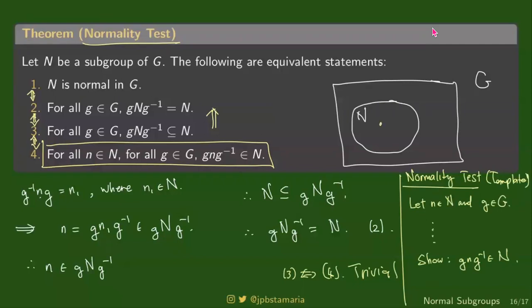Pag kumuha ka ng n dito, kumuha ka ng G anywhere, kailangan yung G n G inverse, yung conjugate by G, mapatunayan mong nandito sa N. And once na-prove mo yun, tapos na. That already proves that N is normal. Nagets nyo? Naintindihan ninyo? Okay.